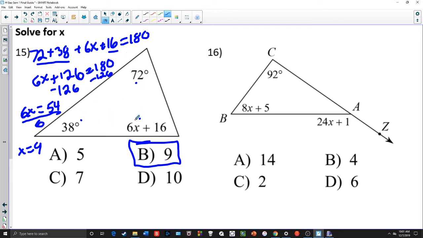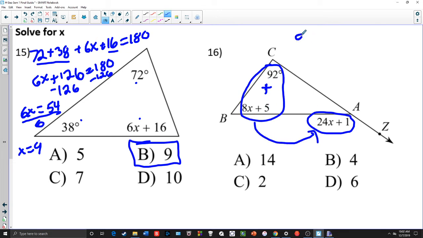You add them all together, you set it equal to 180, and then you solve it like you would an algebra problem. If you have the outside angle, this one's set up a little bit differently. These don't add to 180. The rule is that the outside angle is always equal to the sum of the two angles it's not attached to, or the sum of the opposite two. So you're going to add these together because it's the sum.